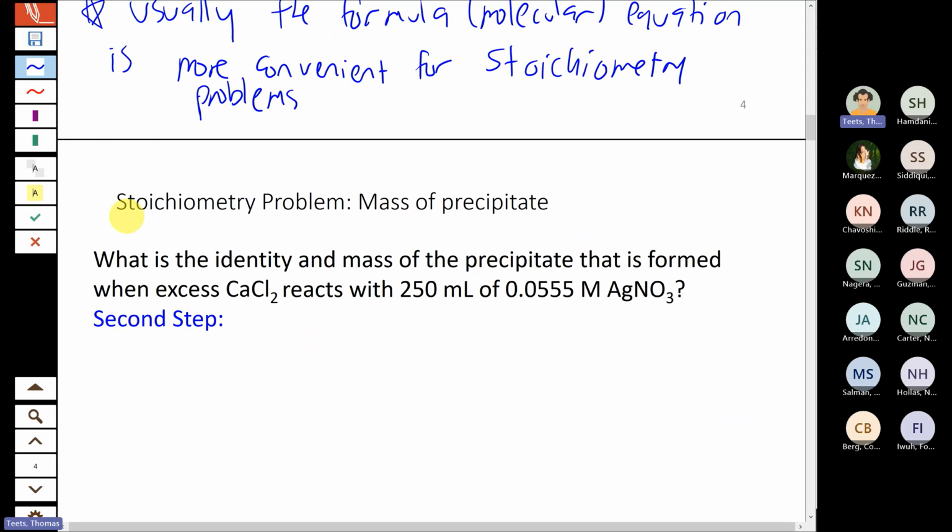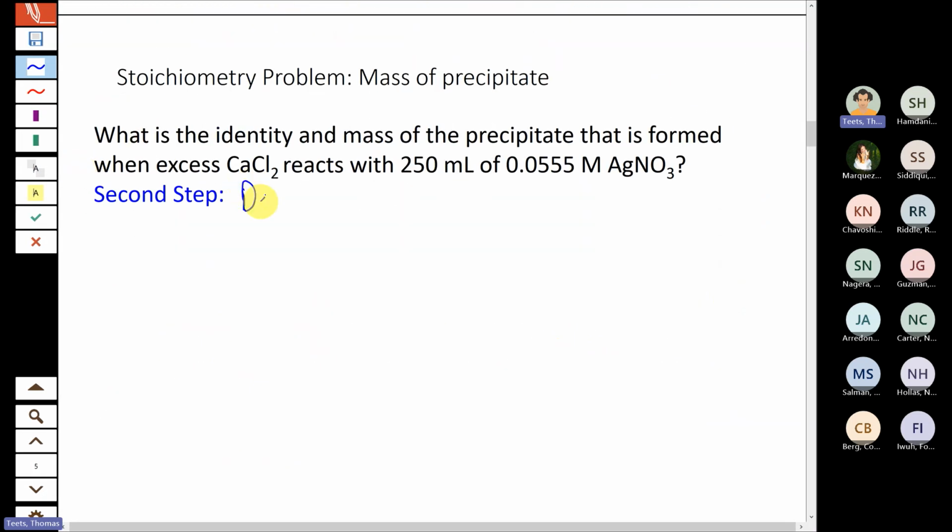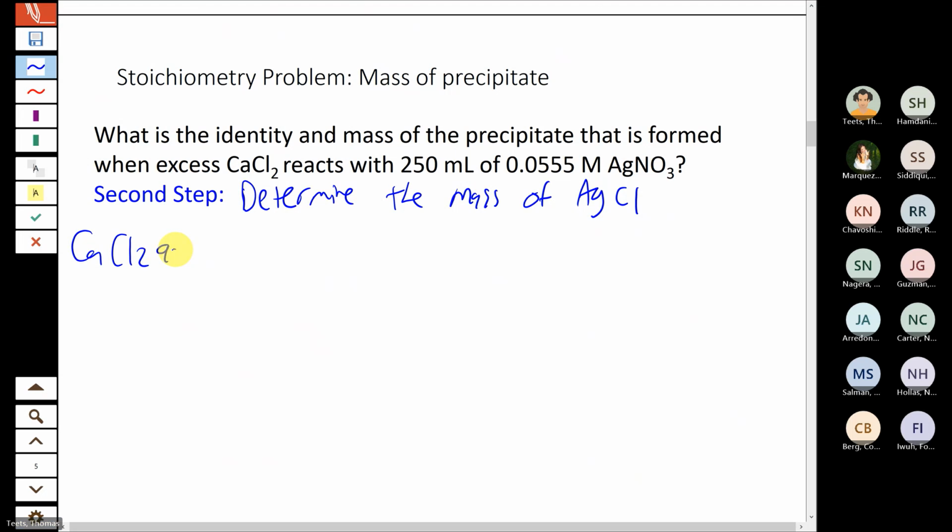All right, so then we're ready to do the actual problem, which is to calculate the mass of silver chloride, which we identified as our precipitate, using everything we've been talking about today and earlier. So here's our equation again. And this form of the equation is perfectly fine for us.